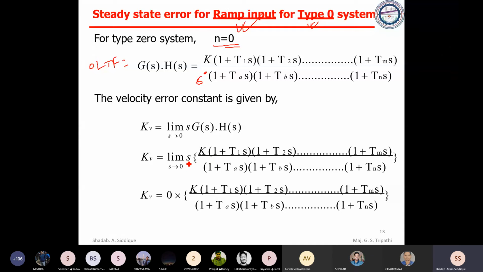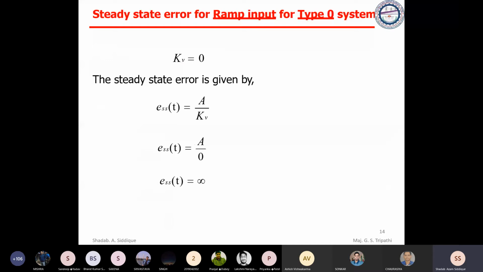Now we are just substituting s tending to 0. This will become 0, so Kv will become 0. Now if this Kv is 0, then what is ESS? ESS is nothing but A by Kv, which is A by 0, and that is nothing but infinite. So we are getting infinite error if we have a ramp input and the system is type 0.